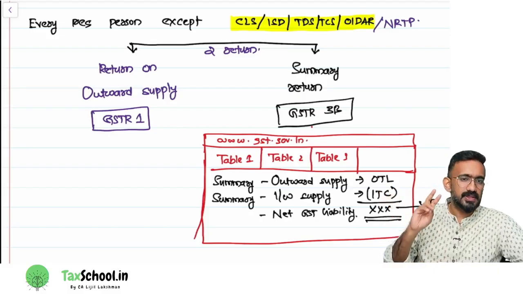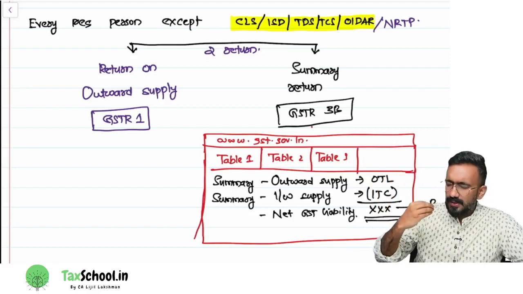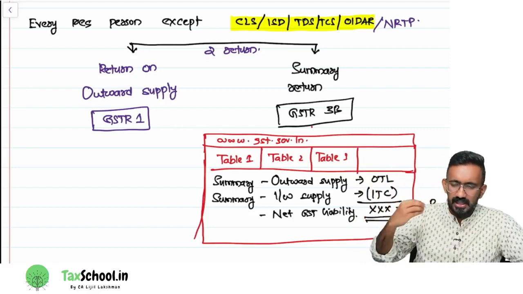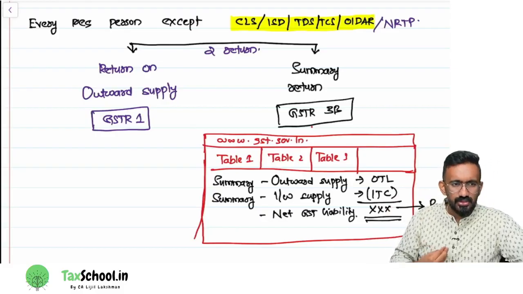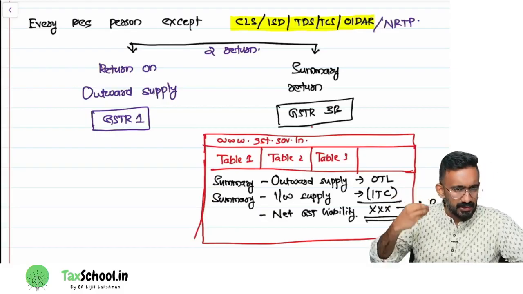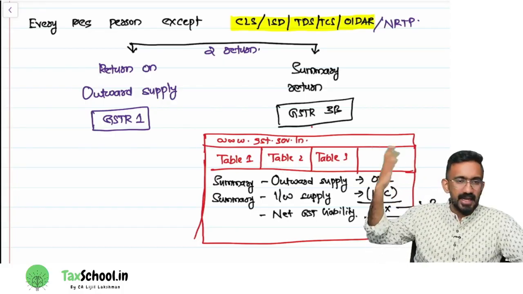These are the two returns that need to be submitted by every person, except special registrations. Composition levy scheme will not file this, TDS, TCS registration won't file this, input service distributor won't file this, OIDAR, like online automated online service providers, won't file this, NRTP won't file this.